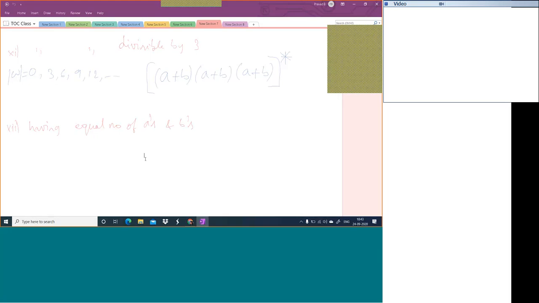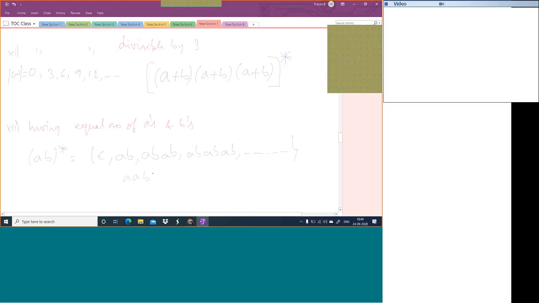Piyush, not correct. Because Samiksha and Piyush, you both wrote the same, AB whole star. This means epsilon, AB, AB 2 times, AB 3 times, AB 4 times. No doubt it will give equal number of A's and B's only. But it doesn't give all the strings of equal number of A's and B's.